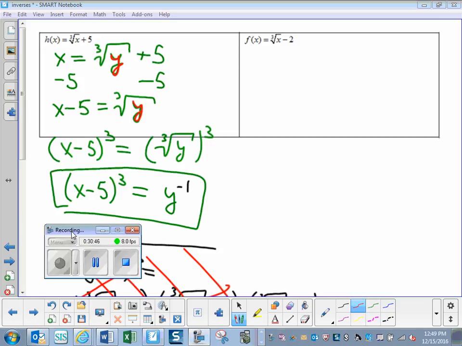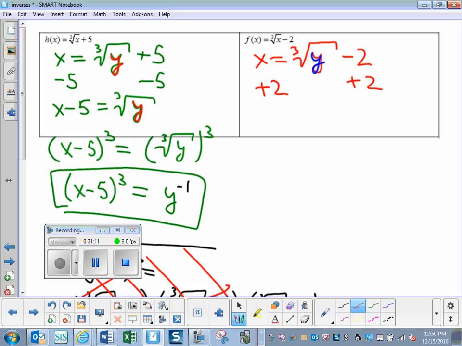Okay, so what do I do first? First thing, switch x and y. So x equals cubed root of y minus 2. Now I'm solving for y. I want y by itself. So what do I do? I first plus 2 on both sides because I want that radical by itself. Otherwise I cannot get rid of the radical. So x plus 2 equals my cubed root of y.